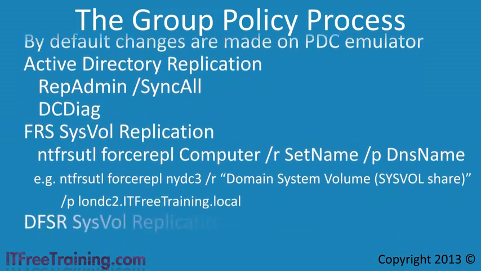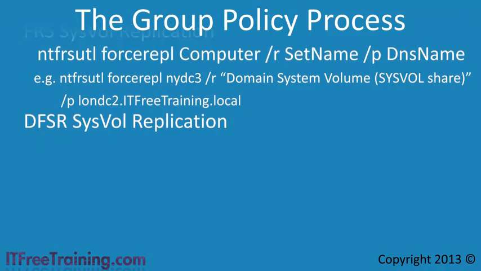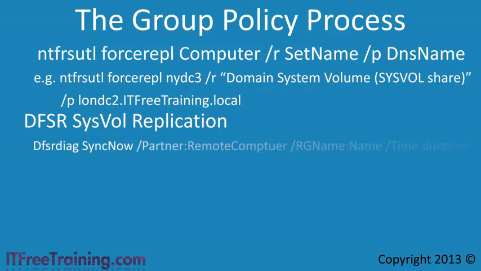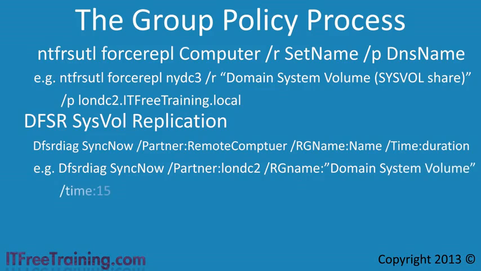If you are using DFSR to replicate the sysvol share, you will need to use the dfsrdiag command. The first parameter is syncnow to indicate that a sync is to be performed. The next parameter is /partner: followed by the computer name you want to sync with. The next parameter, /rgname, indicates which data you want to sync. In this case, I will enter in domain system volume for the sysvol folder.